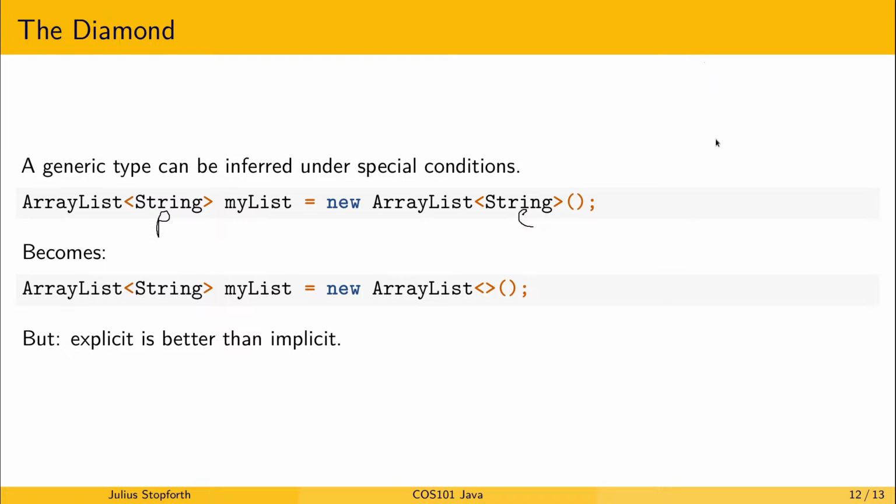If you leave this one out and just use the diamond, it's going to say that this is equal to this. All right. Okay, so that was generics very briefly.